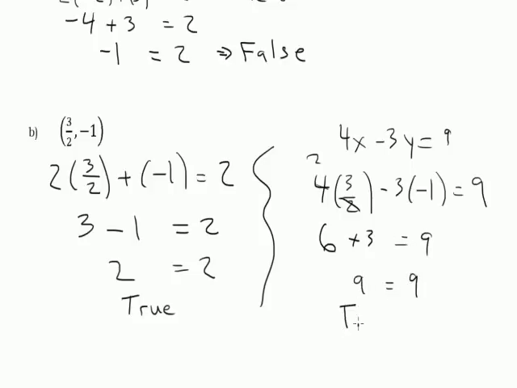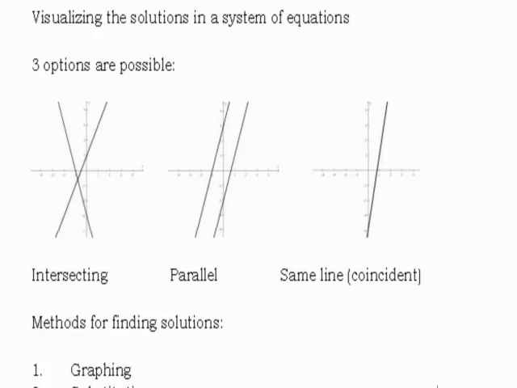This is also true. Since this ordered pair, this point, made both equations true, it's indeed a solution of the system. So it's a solution of the system of equations. And that's what we mean by a solution of the system. Next, we want to talk about visualizing what the solutions of a system of linear equations look like.